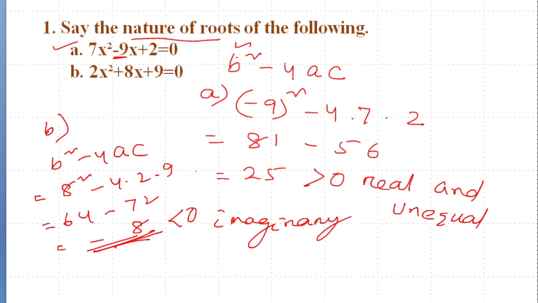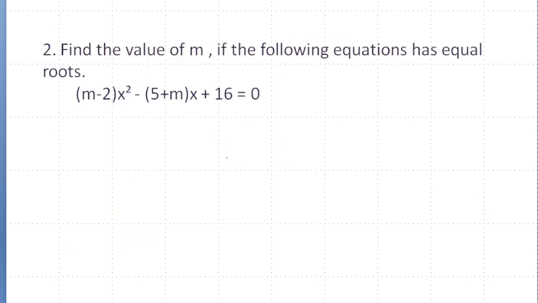If it will ask you to see the nature of the roots, then you will calculate like this by taking b square minus 4ac. Now go for next example. Here some unknown is given, that is, find the value of m, but here one condition is given to you. You have to see carefully that the following equation has equal roots.